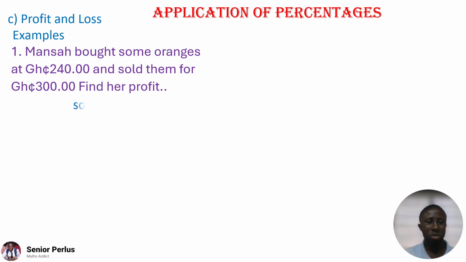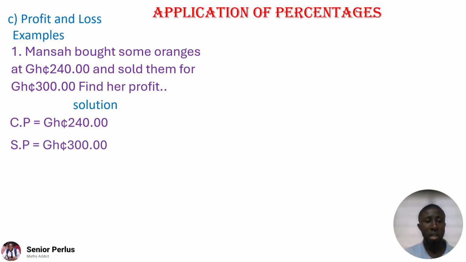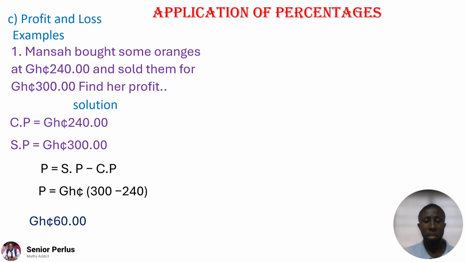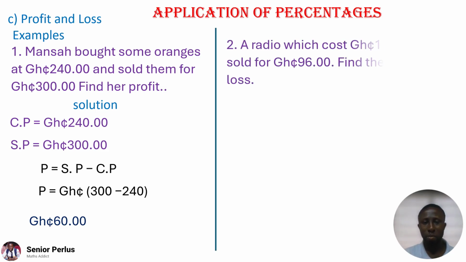Good. So for profit, we know that it is the selling price minus the cost price. And our cost price is 240 and our selling price is what? 300. That's what Mr. Mensah sold it for. So for us to get the profit, the selling price minus what? The cost price. And therefore, the profit is what? 60 Ghana cedi. Very simple.